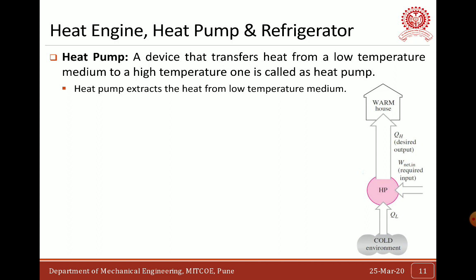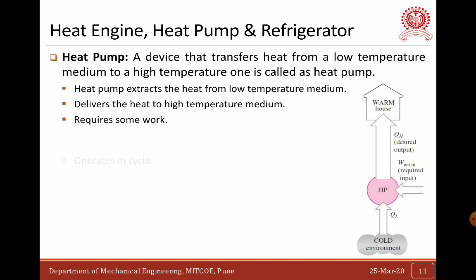A heat pump extracts heat from a low temperature medium and delivers the heat to the high temperature medium, and for this some work needs to be provided. That's why it is called power absorbing. It absorbs power for doing its function. It operates in a cycle. Heat rejected is the desired output. We are interested in how much heat is rejected or how much heating is done.